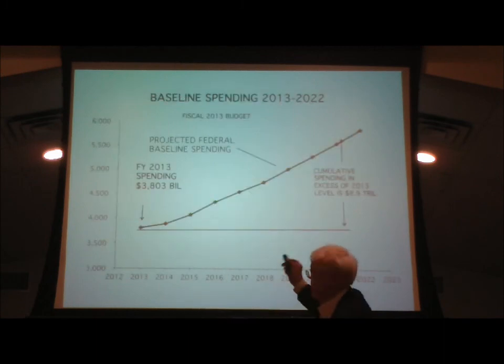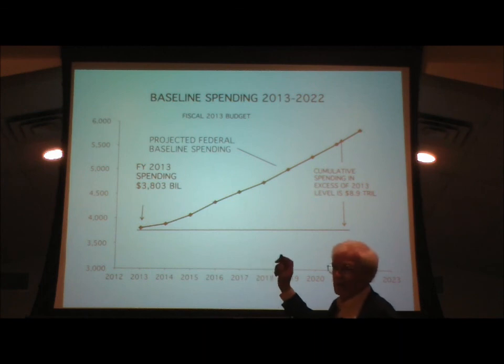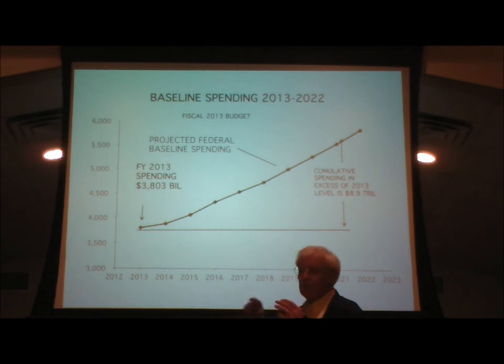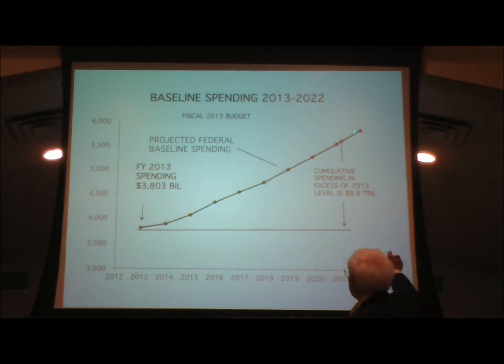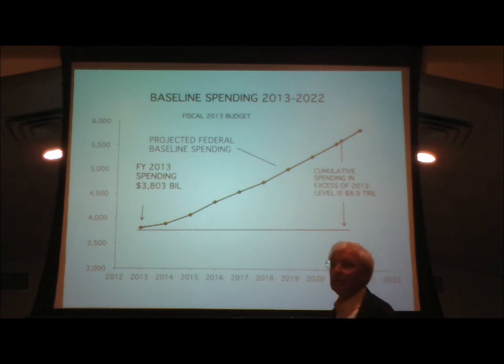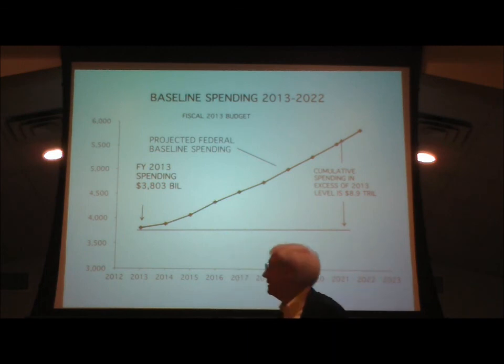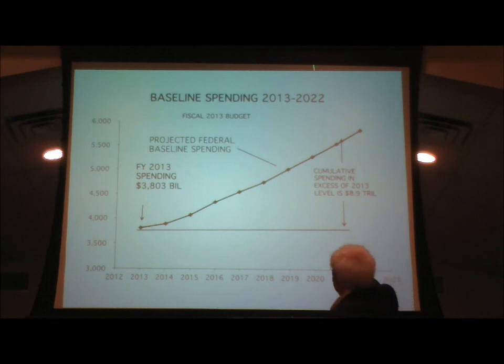Here is a picture just of the spending, and I put this up here to illustrate the confusion that's been created by this process of baseline budgeting. So here you have the fiscal 2013 spending, $3.8 trillion. Each year it's projected to rise. And so this triangle right here represents increased expenditure that is built into the baseline. If you computed the area of this triangle, you'd get $8.9 trillion.